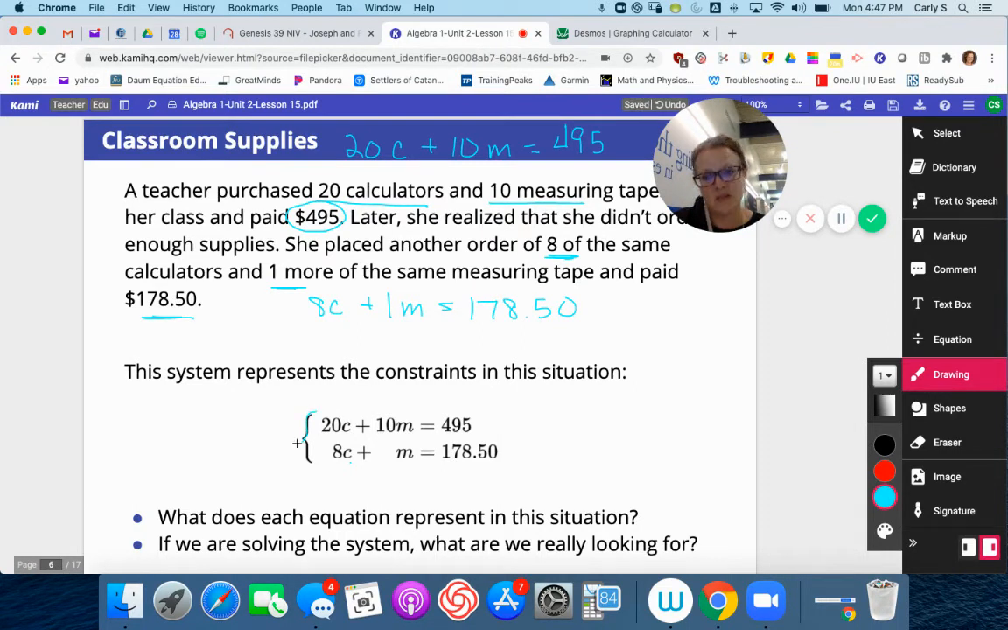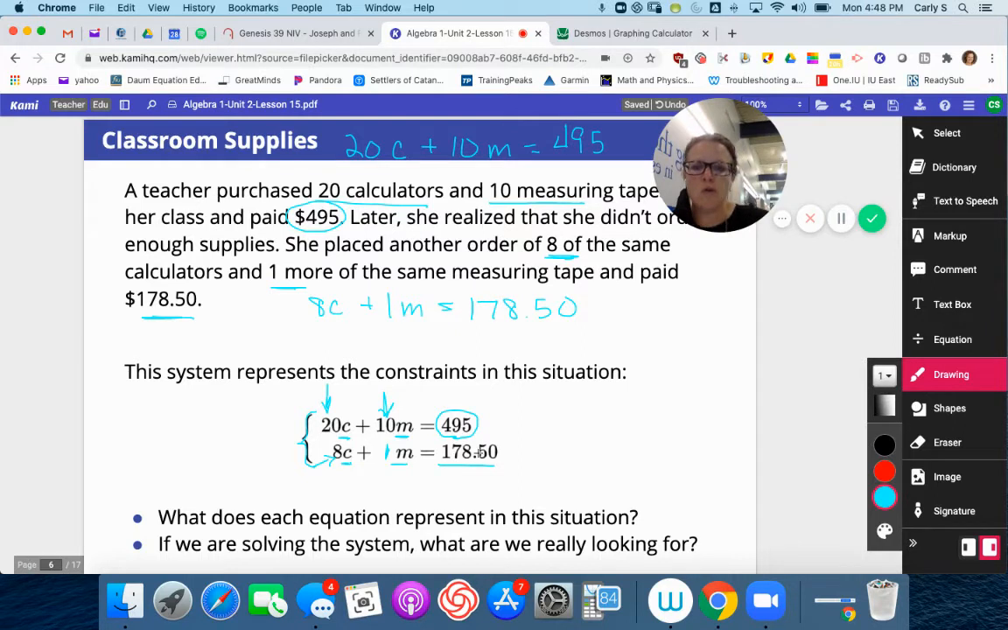This system represents the constraints of the situation. Constraints are the limits, how the equations are set up, how the system is set up. 20 calculators, 10 measuring tapes, $495. 8 more of the same calculator, 1 more of the same measuring tape, $178.50. Okay, that's the constraints in the situation.